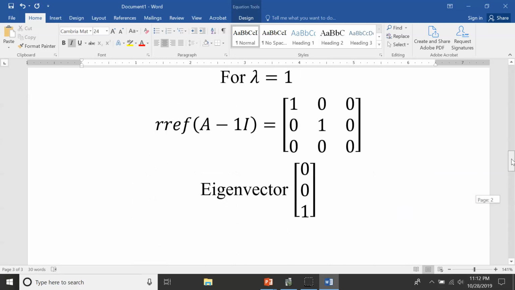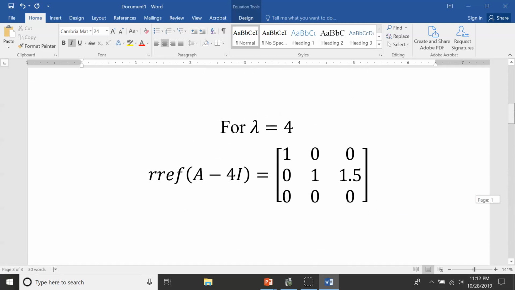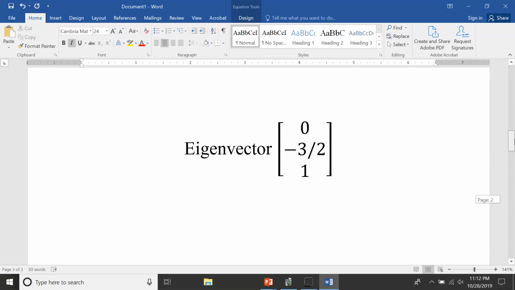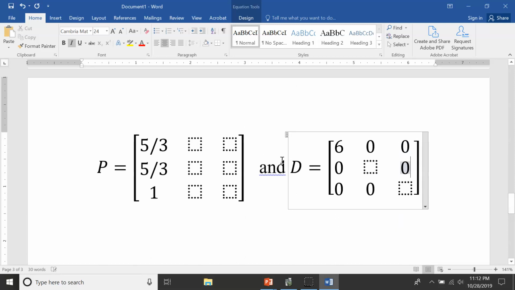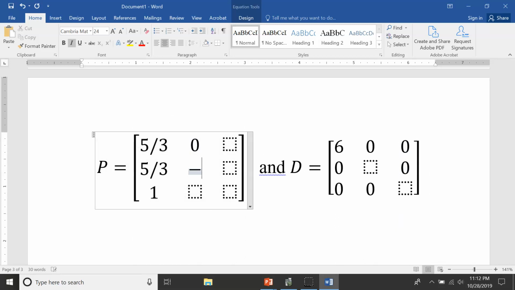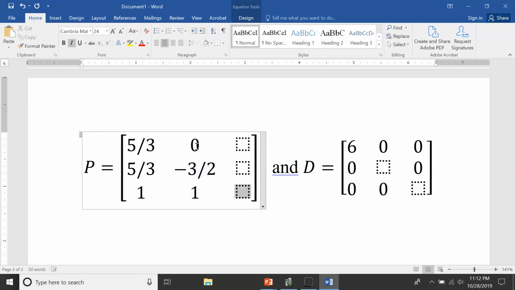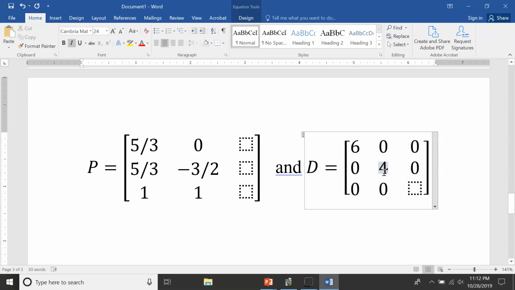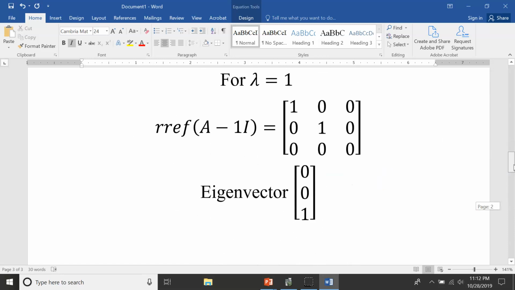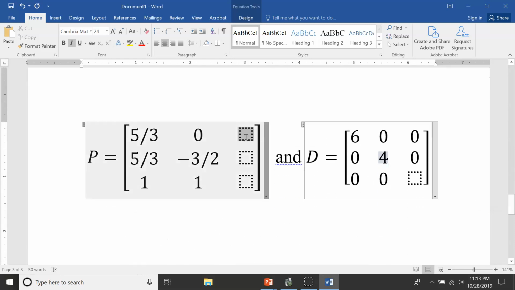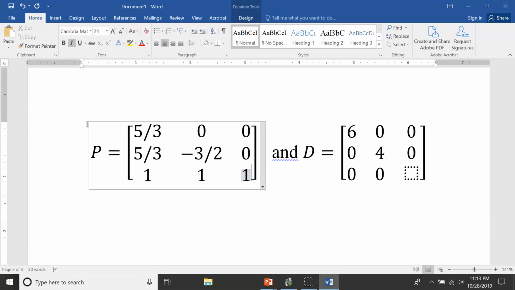Then I go scroll back up. Eigenvalue of 4 corresponds to eigenvector 0, negative 3 halves, 1. So I put that in my second column. That had an eigenvalue of 4. And then lastly, eigenvector of 0, 0, 1 corresponds to eigenvalue of 1.